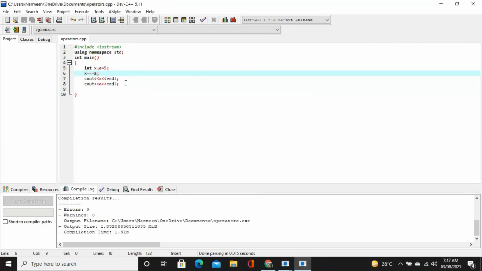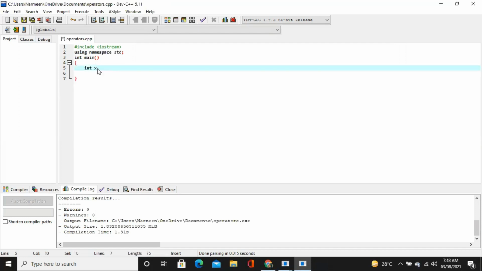I think that should clear up what increment and decrement operators are for you, and basically what the negation operator is. So now we're going to move on to the binary operators, which are pretty simple. Let's say we have int a equals 5, and int b equals 4 along with that.